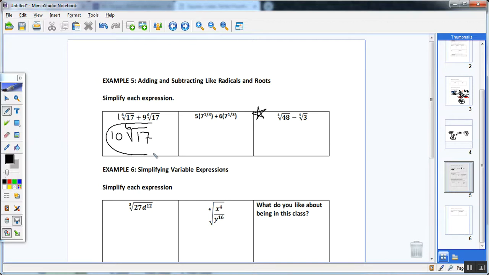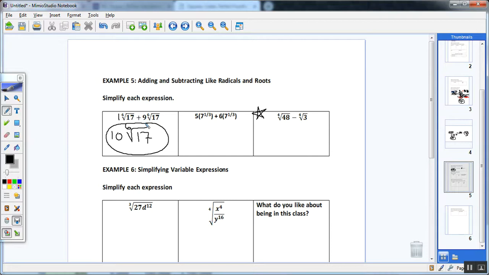Anybody want to take a guess on what the next one looks like, or what the next one might be? Go ahead, Braden. What happened to the 9? What happened to the 9, kids? How many sixth roots of 17 did I really have here? 1 plus 9 of them would make how many sixth roots of 17, Braden? Make sense?